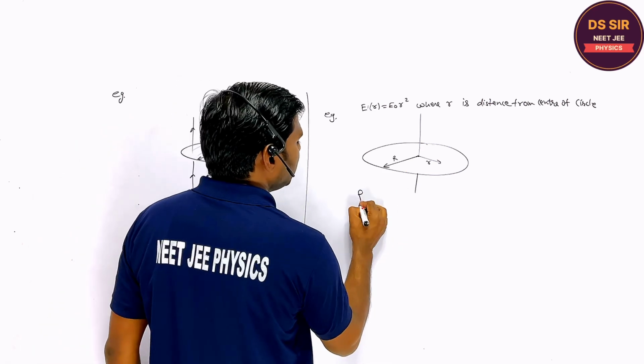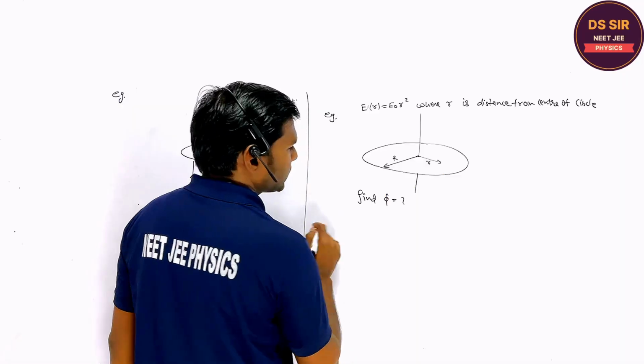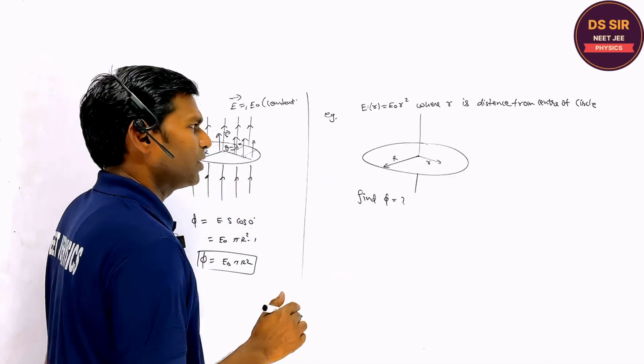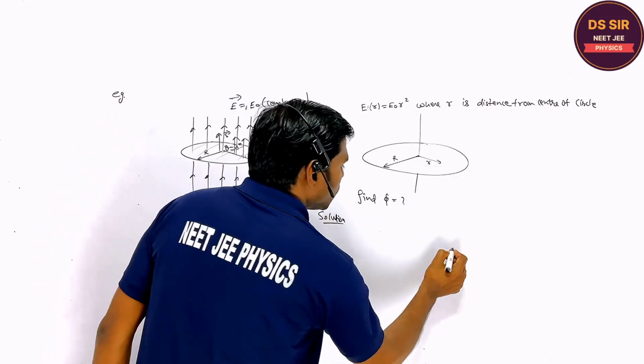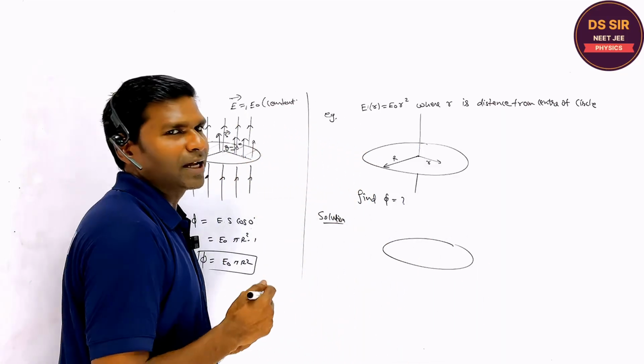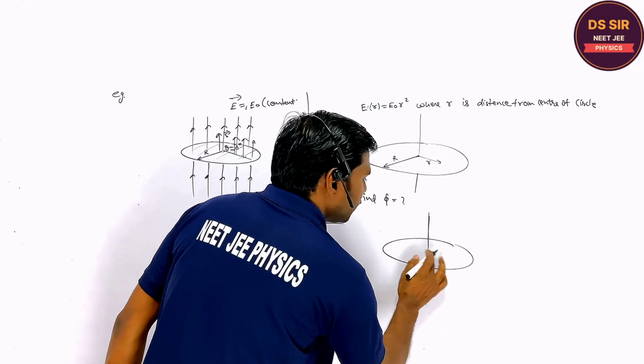So how to find the electric flux linked with this surface? The open surface it is only. So how to find it? So what will you do to find the net electric flux linked with the surface when the electric field is variable?